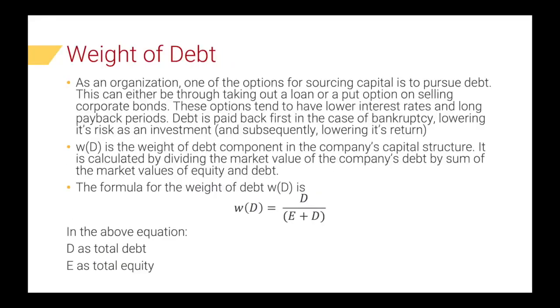As an organization, one of the options for sourcing capital is to pursue debt. This can either be through taking out a loan or a put option on selling corporate bonds. These options tend to have lower interest rates and long payback periods. Debt is paid back first in the case of bankruptcy, lowering its risk as an investment. The weight of debt component is calculated by dividing the market value of the company's debt by the sum of the market values of debt and equity, and the formula is on the screen.